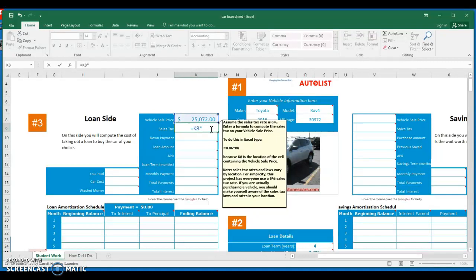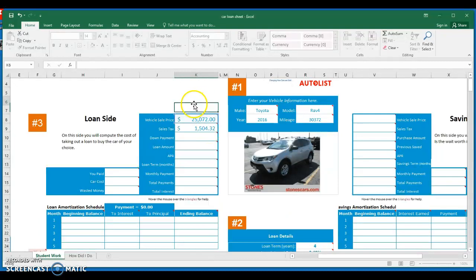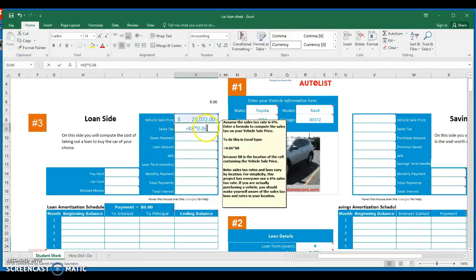So in Idaho it's 6%, so I'm going to put 0.06, and as you can see that 0.06 I've hard coded in there, so anytime that I would want to change that I'd have to go back in here, whereas if I had a cell over here that just said 0.06, I would be able to just reference that and be able to change it.